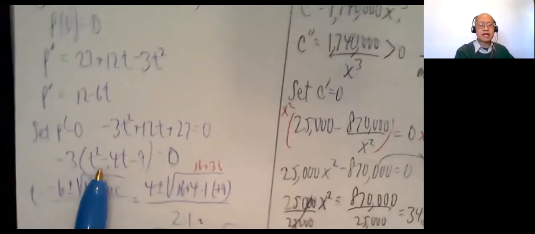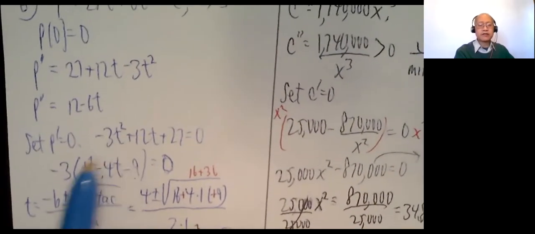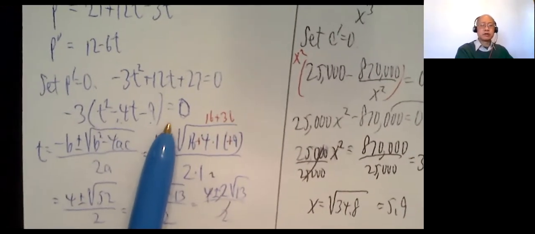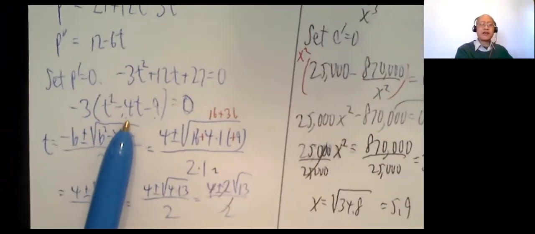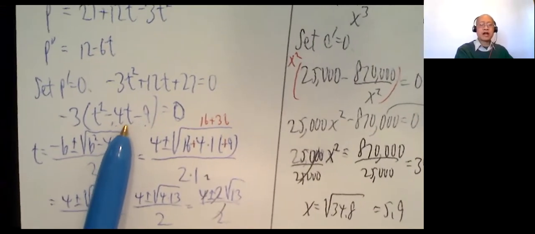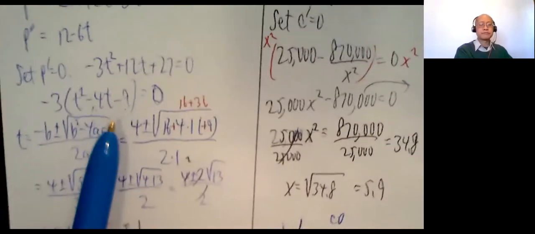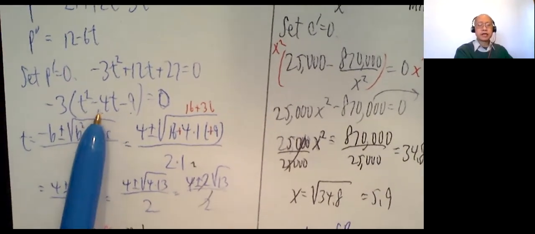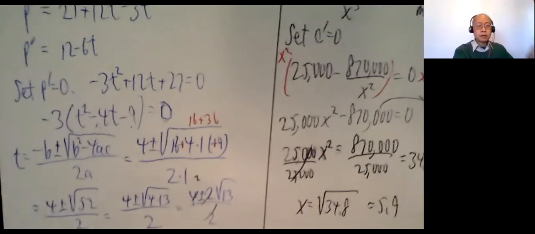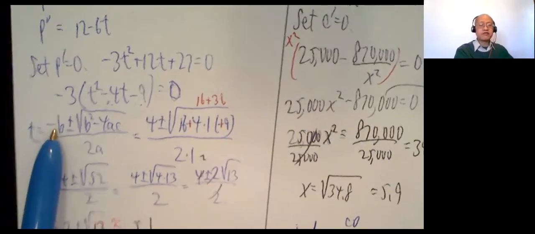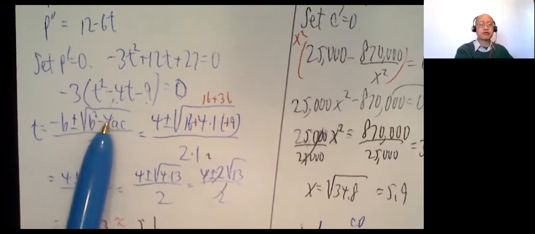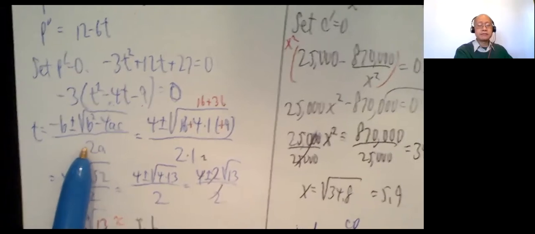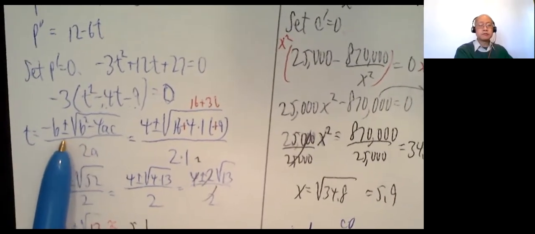I'm going to factor out the negative 3. If I factor out the negative 3, it's t squared minus 4t minus 9 equals 0. And that, unfortunately, is not factorable. So if it's not factorable, quadratic formula. A is 1, B is negative 4, C is negative 9. Okay, so t is negative B plus or minus the square root of B squared minus 4AC all over 2A. You're welcome to put the quadratic formula again on any test that we have.